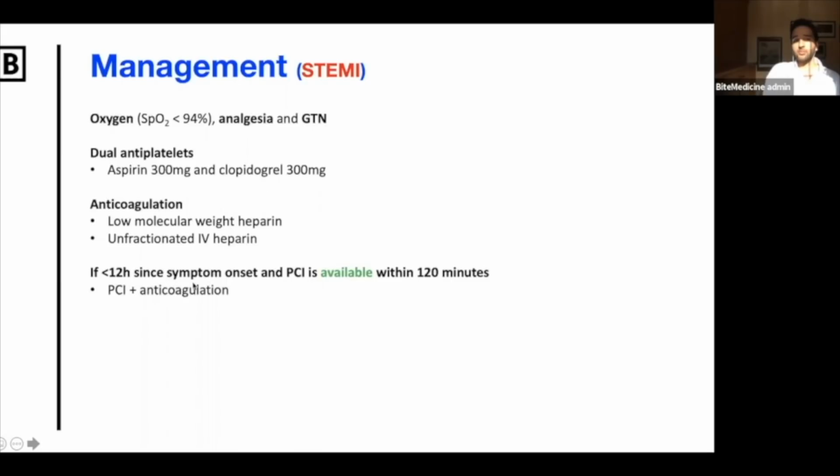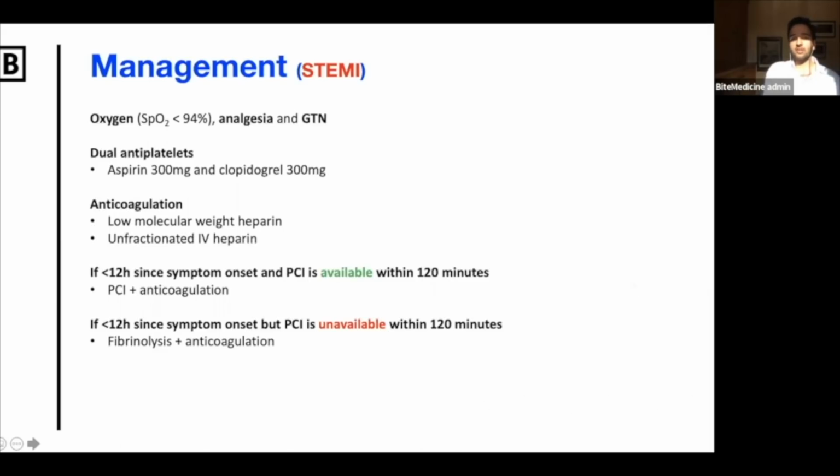Management, if the symptom onset is less than 12 hours, like we talked about here, and PCI is available within 2 hours, then we want to anticoagulate them and take them to the cath lab for PCI. So that involves popping your catheter in, ballooning up that artery that the stenosis is in, and then popping a stent in. So technically, the guidelines are actually not just within 120 minutes, but if you want to get more technical about it, it's within 120 minutes of when thrombolysis could have been given.